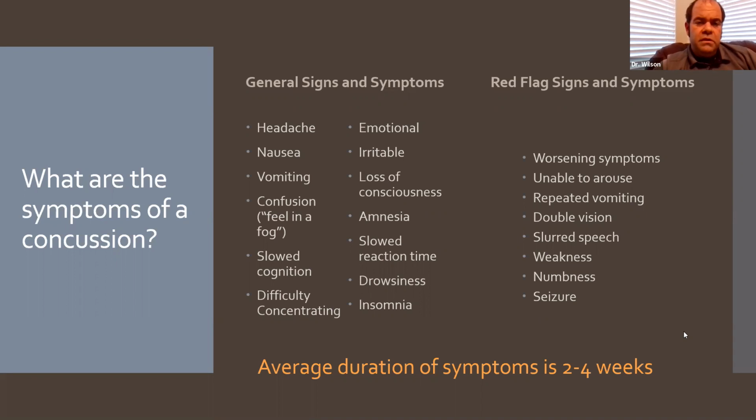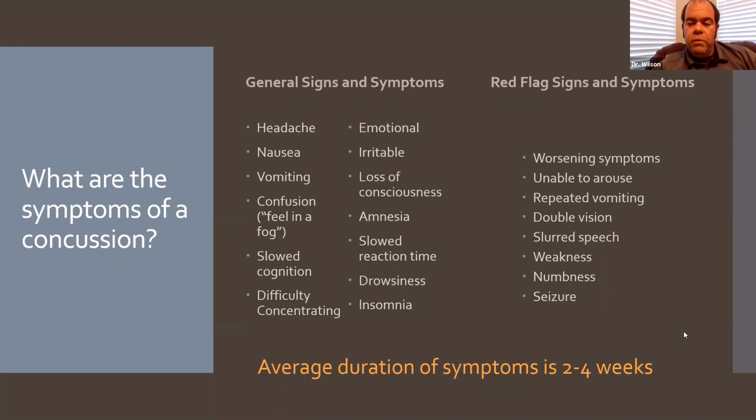Repeated vomiting is a concern. Now, we said previously that vomiting may be a common sign, but if the patient continues to vomit several times, that's concerning. Double vision is a concerning symptom. Blurred vision is fairly common and not too concerning. But if the patient truly sees two of things, that can indicate further pathology, further brain injury.